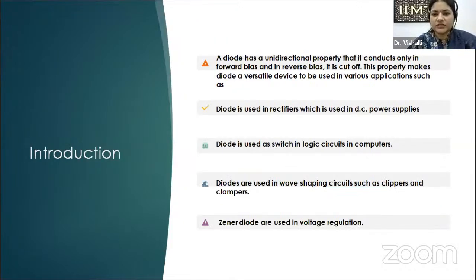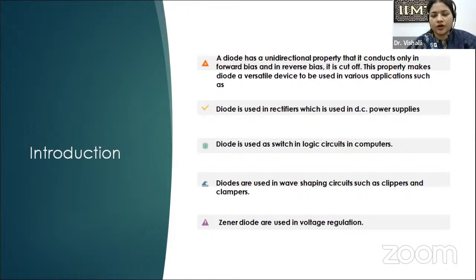So starting from its introduction, basically we are using a diode. In a rectifier circuit, the component which is used is called a diode. So the diode has a very important property, that is a unidirectional property. Under this property, the diode conducts when it is forward biased, and it is cut off when it is reverse biased. Using this property, the diode can be used.